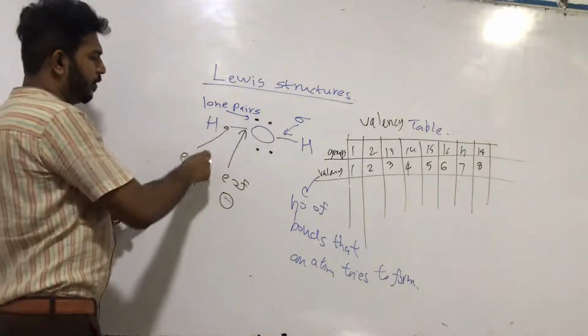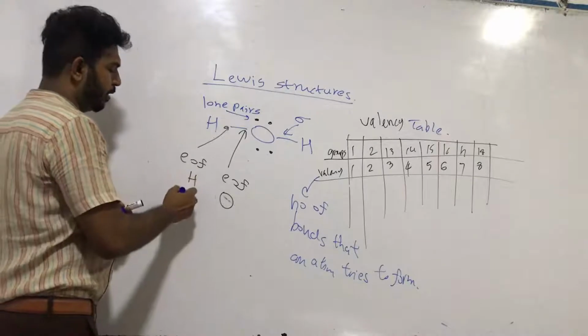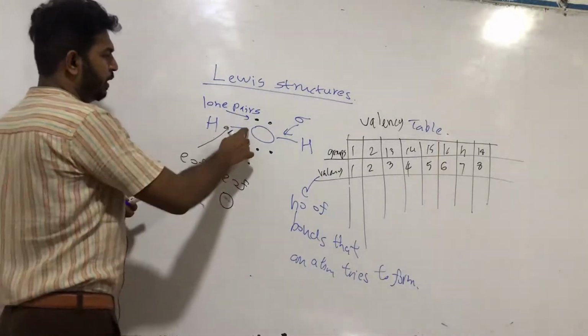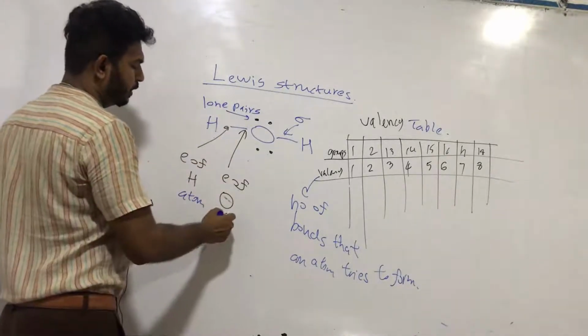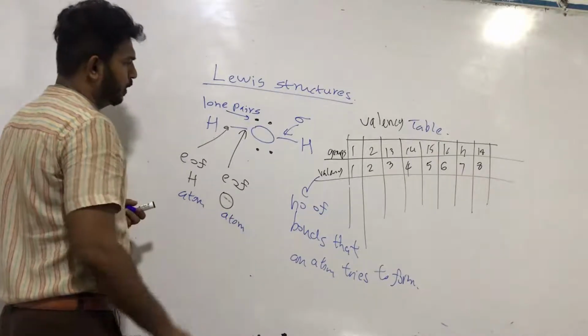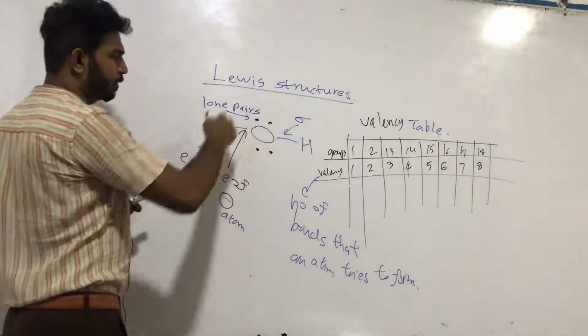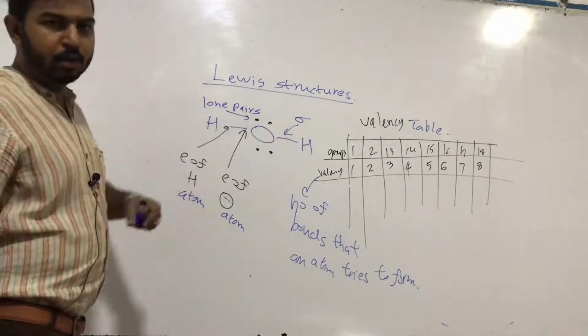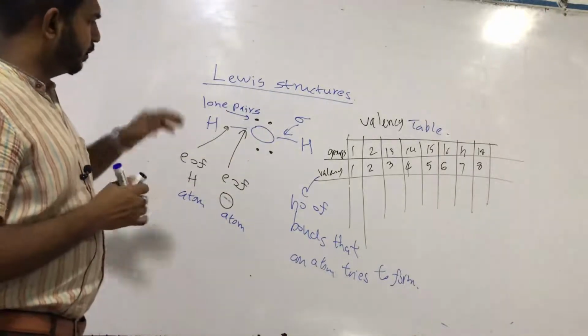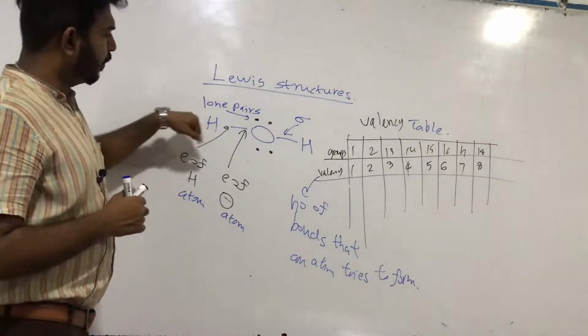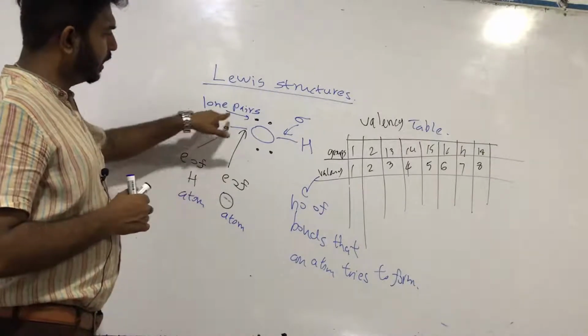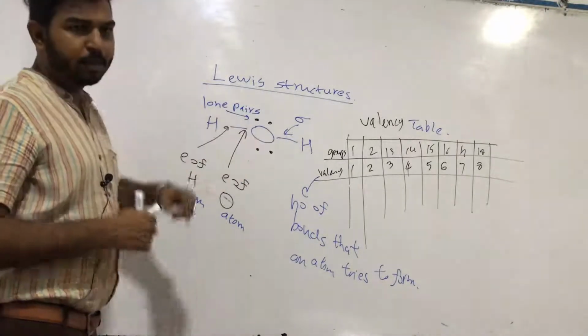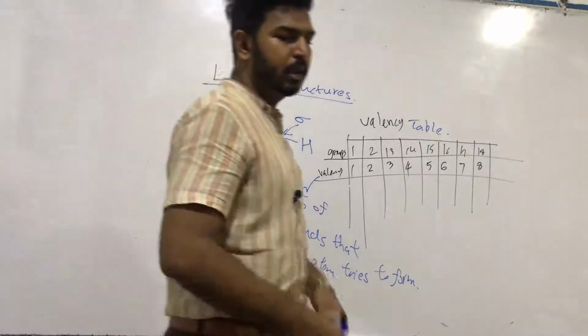This is the electron of hydrogen atom. This is the electron of hydrogen atom. Then this is the electron of oxygen atom. And these are lone pairs of oxygen. And this is a sigma bond. Please name all these: the electron of hydrogen atom, electron of oxygen atom, lone pairs and sigma bond.